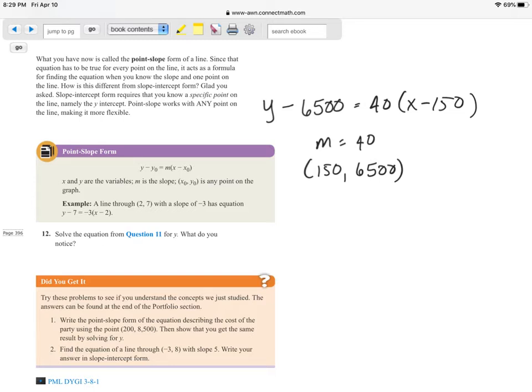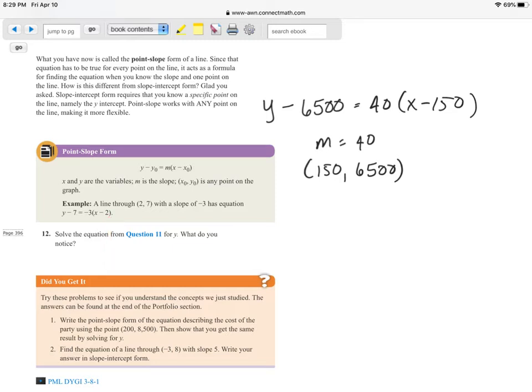Example, a line through 2, 7 with a slope of -3 has the equation of y minus, well, here's our y-coordinate, equals -3 times x minus, and then there's our x-coordinate.